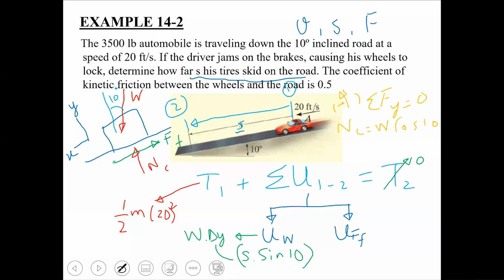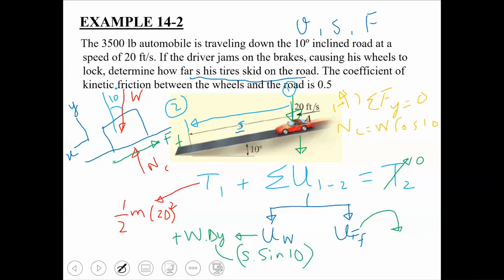Yes, sir. Okay, so the magnitude of work done due to weight would be W into S sine 10. Should it be positive or negative? Positive, sir. Because this S sine 10 is acting downward, weight is also acting downward, so the work done due to weight is going to be a positive quantity, W into S into sine 10. Is this clear to all of you? Yes, sir. Okay, coming to the next term, the work done due to the force of friction.